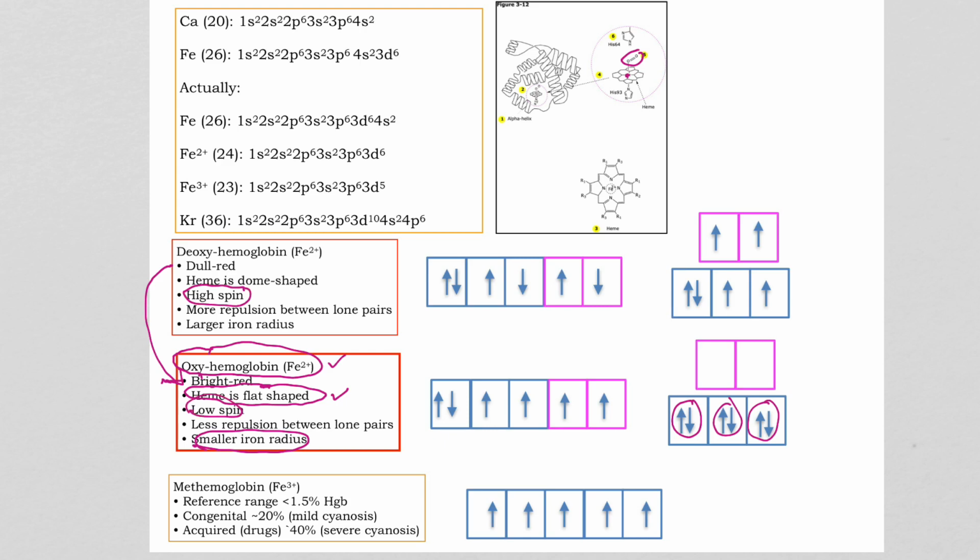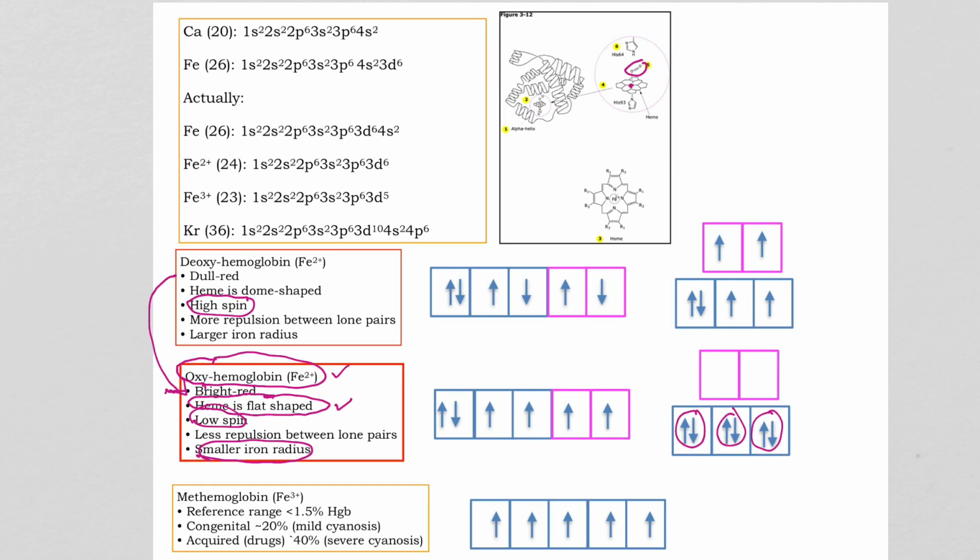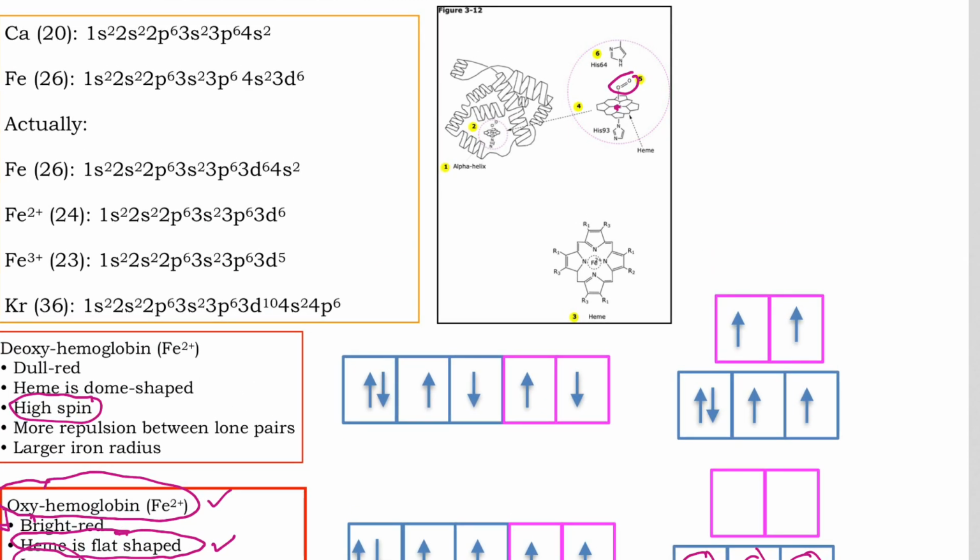But in terms of clinical or biological significance, one of the things we see is the color of hemoglobin. Deoxy is dull red, oxyhemoglobin is bright red. Heme is very important for the oxygen carrying capacity of the body, and so is iron.